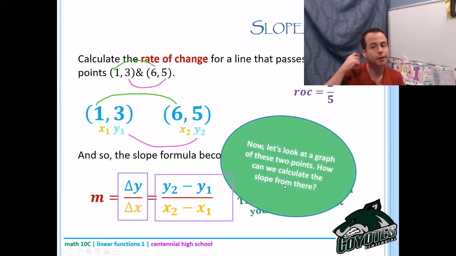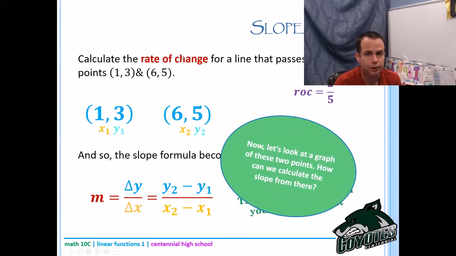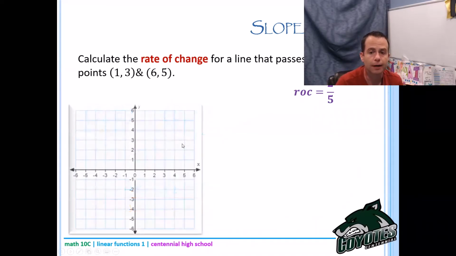So now we want to look at a graph with these 2 points and see if we can calculate the slope from the graph, okay? So I'm going to take the same 2 points that I've been working with so far, 1, 3 and 6, 5, and we're going to plot them on a graph, okay? So 1, 3 is right there, and 6, 5 is right there. Now, how do I go from one point to the next? We already know that this forms a line, okay? How do I go from this point to this point?